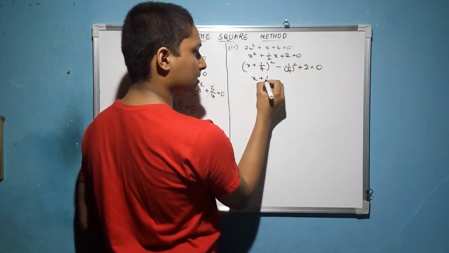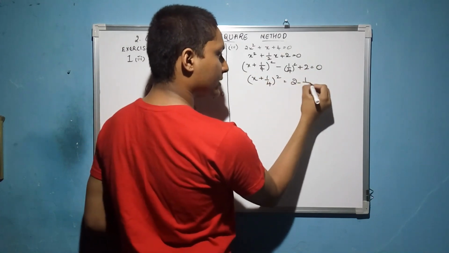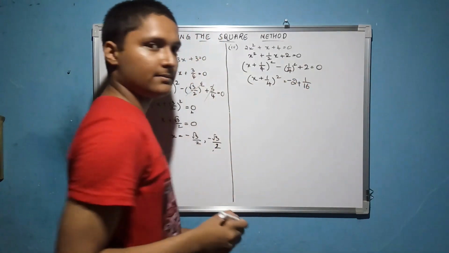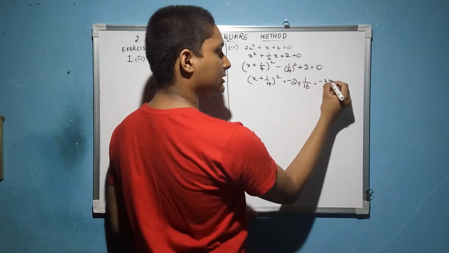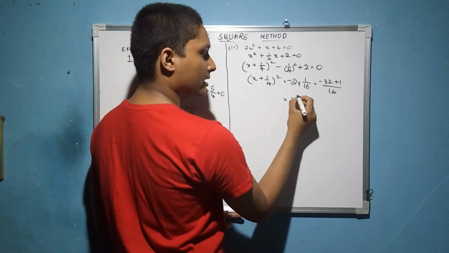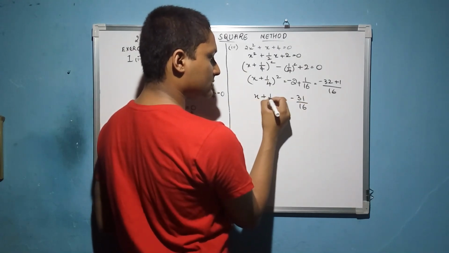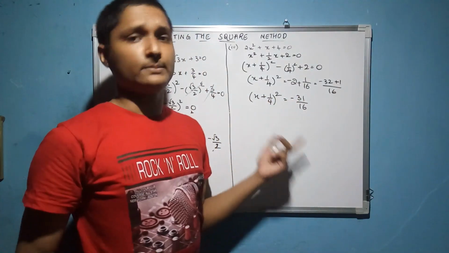Now we are going to get (x plus 1/4) whole square is equal to 2 minus 1/16. No, opposite, right? Minus 2 plus 1/16. So at last you are going to get here (minus 32 plus 1) divided by 16. Minus 32 plus 1 is minus 31 divided by 16. Or I can write it as (x plus 1/4) whole square is equal to minus 31/16.